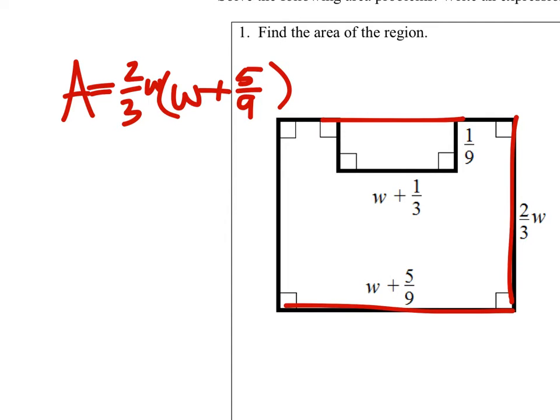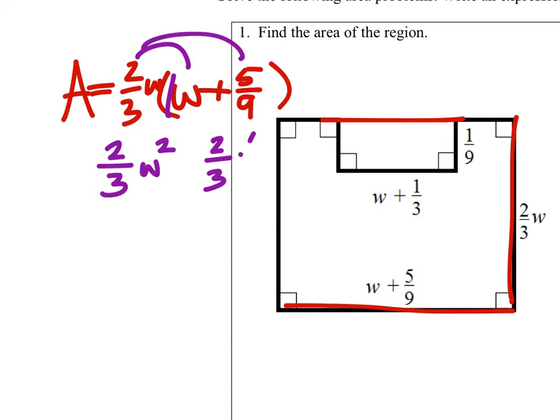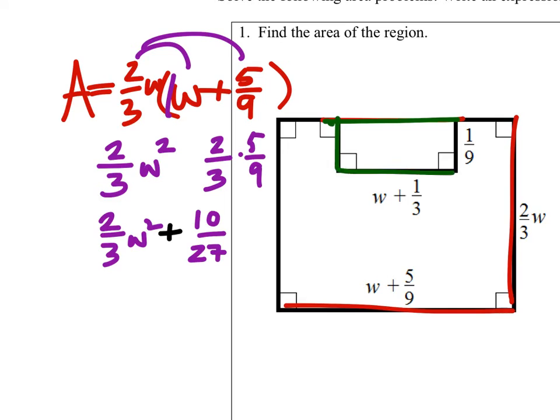Now, what I will do is distribute this 2/3 W into the parentheses. So 2/3 W times 1W would be 2/3, but it's W times W, or W squared. Then over here, we've got 2/3 times the 5/9, which comes out as 10/27. That's just the area of the whole thing, but now we've got to take away the area of this rectangle because it was an empty rectangle.